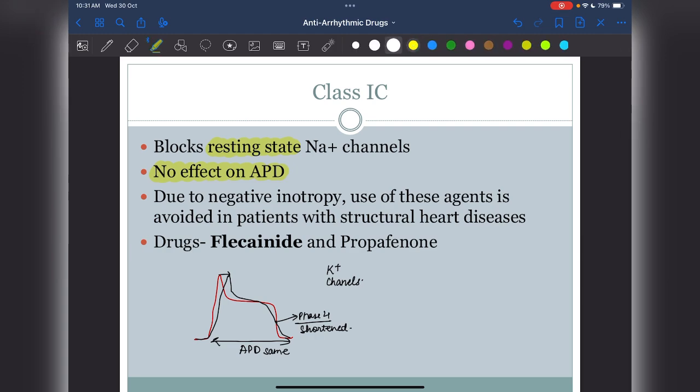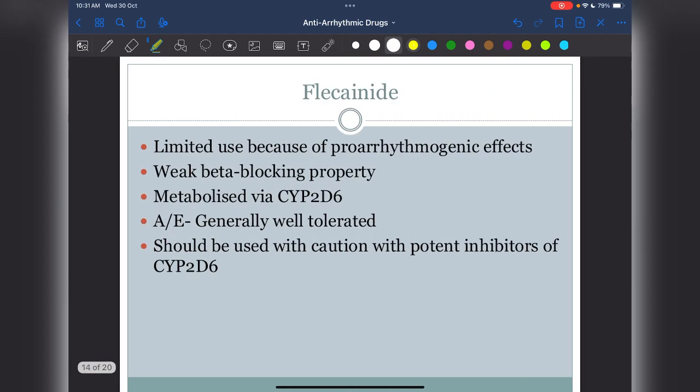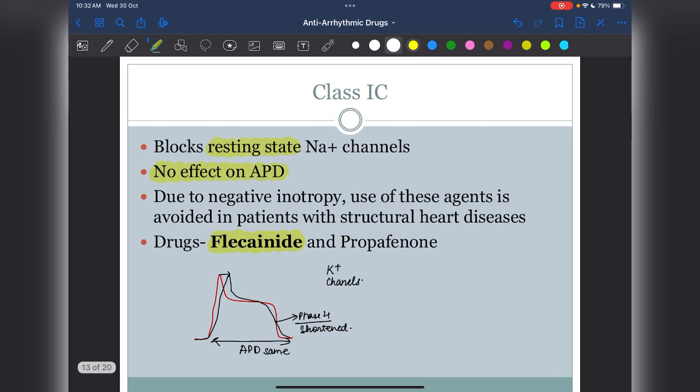Okay, the drug that you need to know is flecainide. Propafenone you can also remember, but flecainide you need to remember. Flecainide has limited use because of pro-arrhythmogenicity. It's highly pro-arrhythmogenic, so that is why there is limited use. Also, due to negative inotropy, these are not used in patients with structural heart diseases like left ventricular hypertrophy and restrictive cardiomyopathies. In those, class 1C drugs are not used because of negative inotropy.